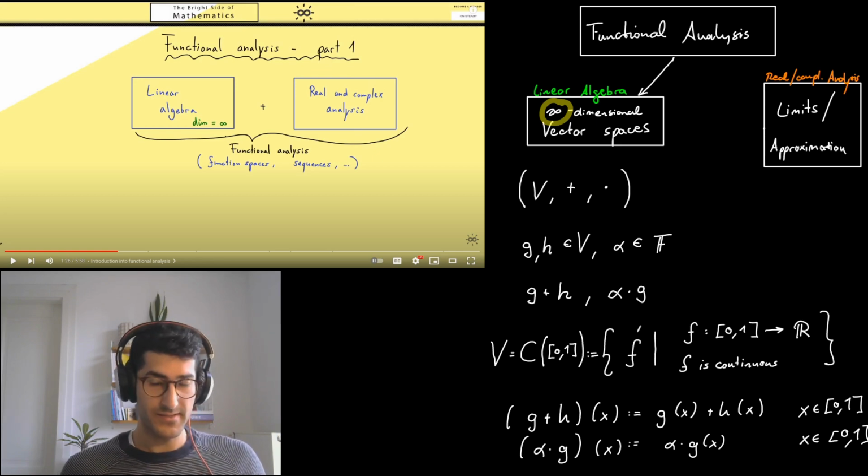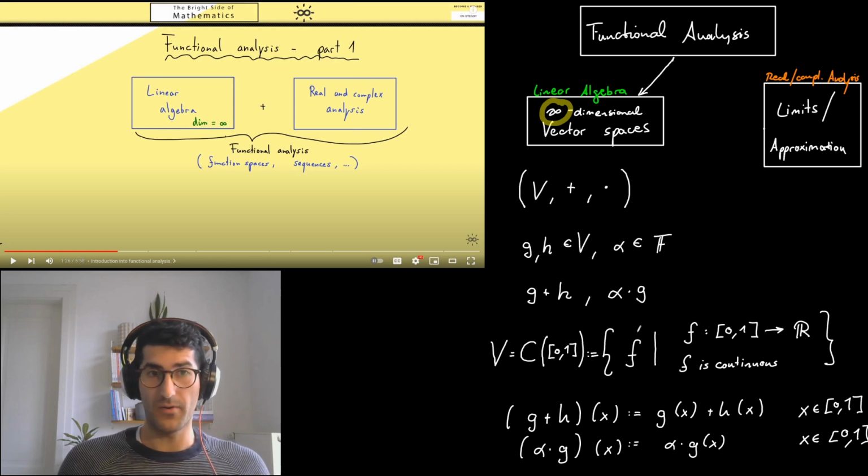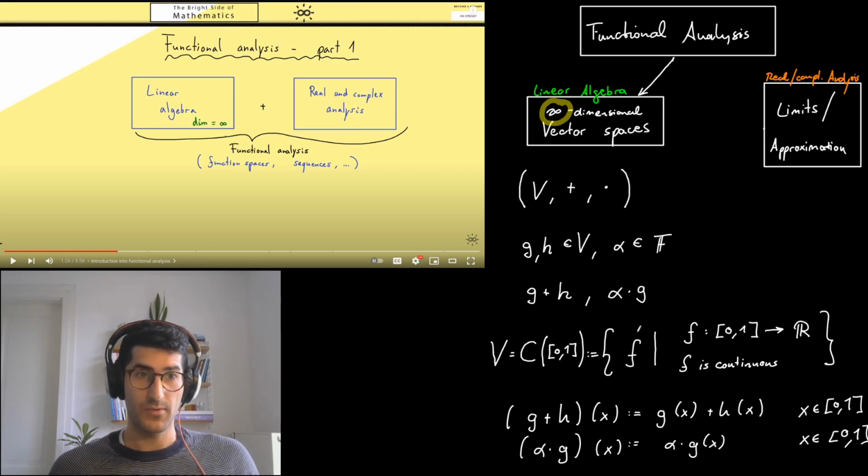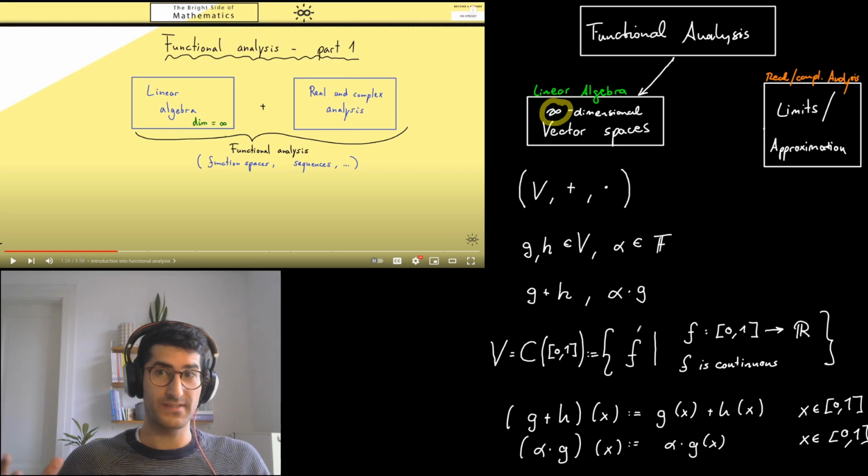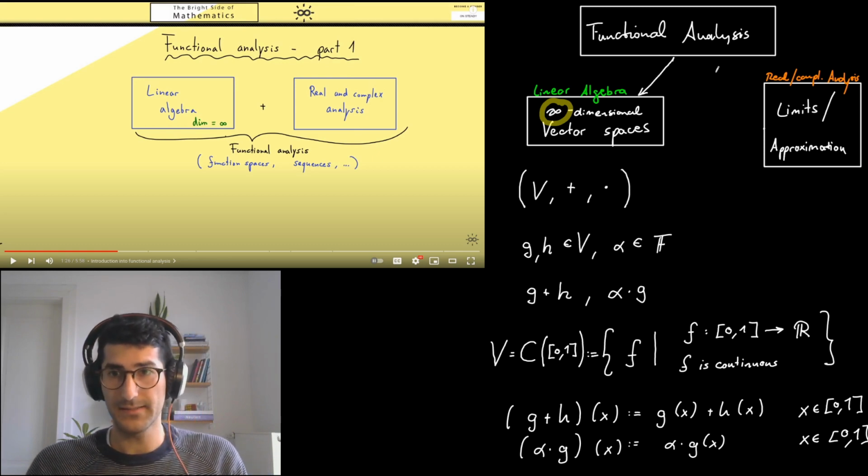Why is this interesting? At the heart of analysis and functional analysis, there is a process or a method that is called approximation. And approximation always means we start out with an object or a sequence of objects and want to improve certain properties, or we want to approximate something by a limit. And limits are something that we study all the time in real analysis.